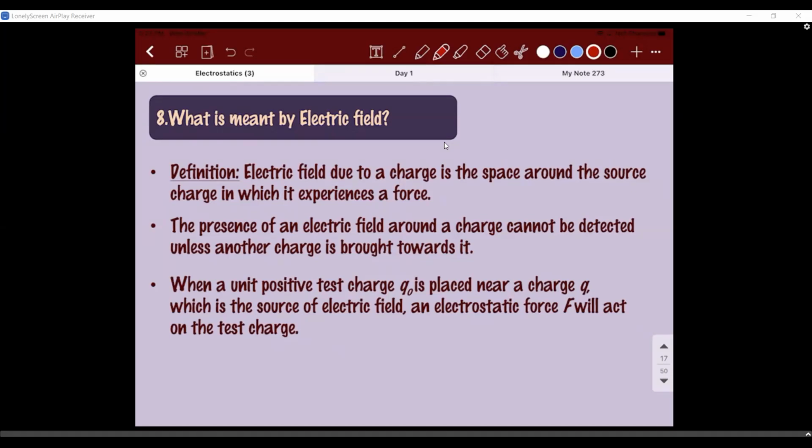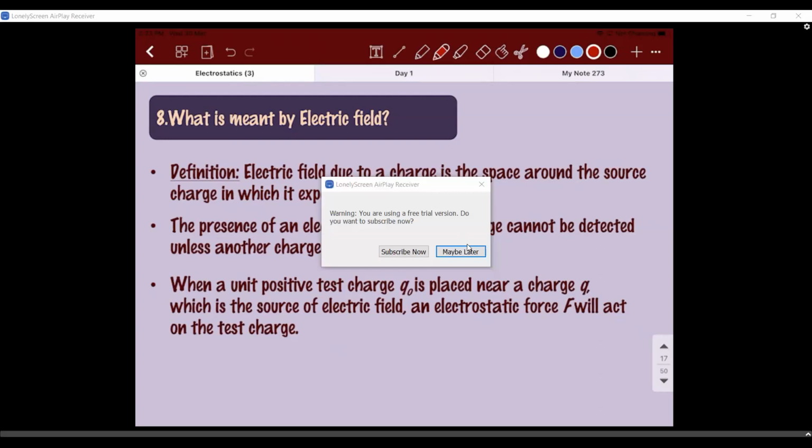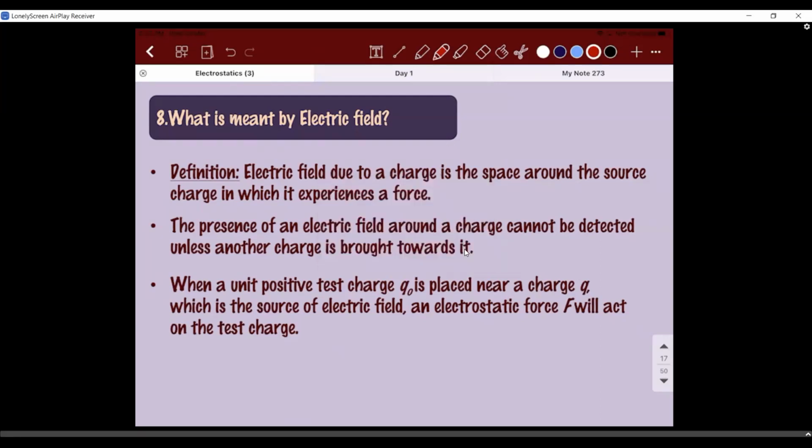Okay. So here, how many charges have come into the system? There are two charges. What are they? One is called the source charge. Then what is the next charge called? You call it the test charge. Why you call it a test charge is because you're testing whether the field is there or not. Are you guys able to understand? So for this point, it cannot be detected unless another charge is there. The other charge that we are talking about is called the test charge.